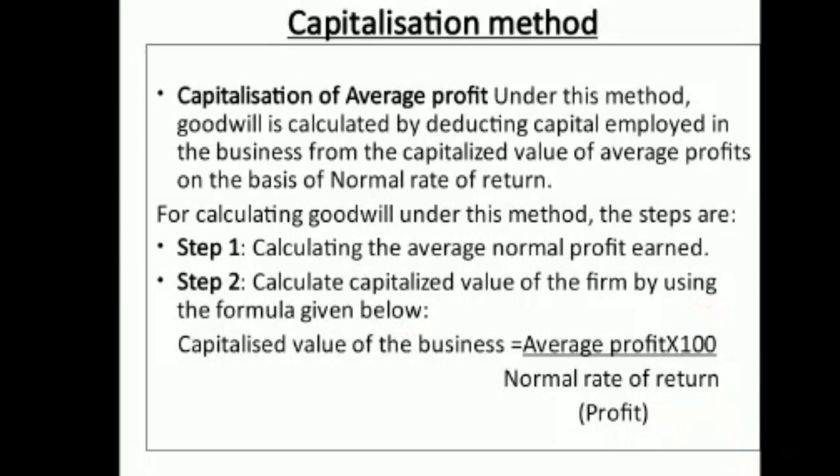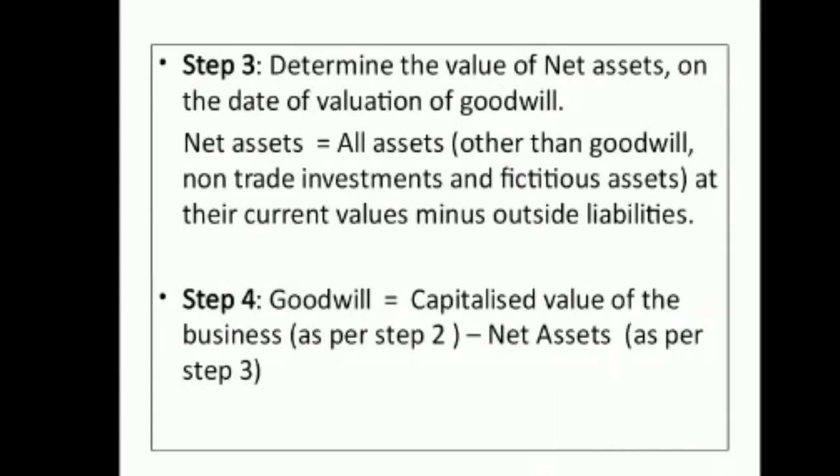To calculate that, we take the average normal profit earned by the business in that particular year, which we know from the first method, and divide it by the normal rate of return, which will be given in the sum itself. This total capitalized value of the firm, calculated from these two steps, will be kept aside, and we go to the third step.